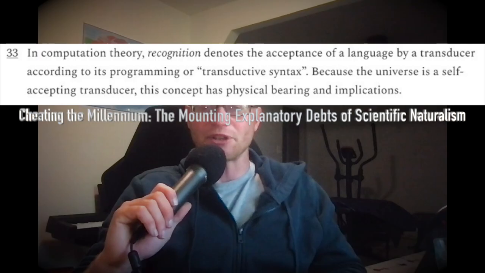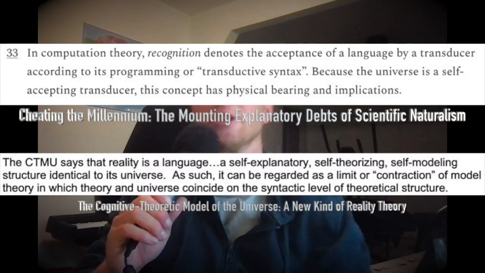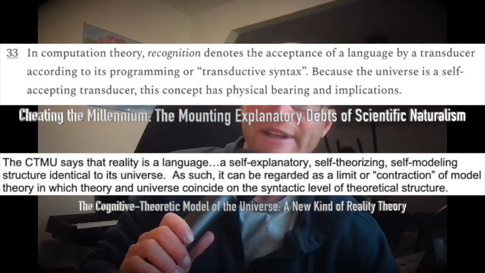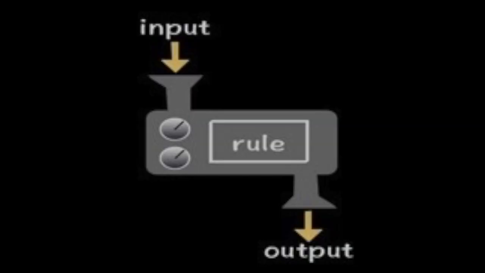In computational terms, this amounts to a self-accepting transducer. In model theory, it's a self-model, but we're going to keep it super simple with just the basic notion of functions you learned in middle school. You have acceptance of input, production of output, and together they're a function.